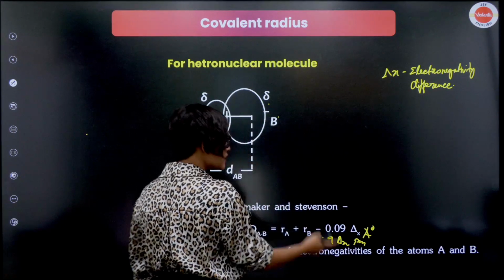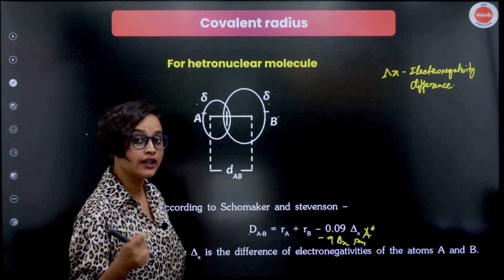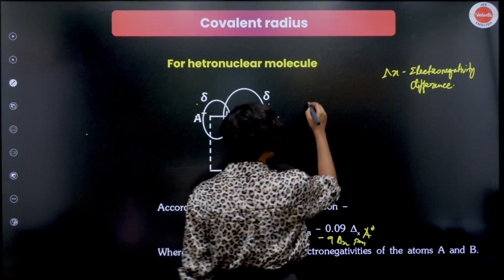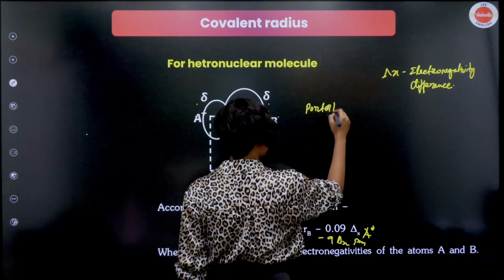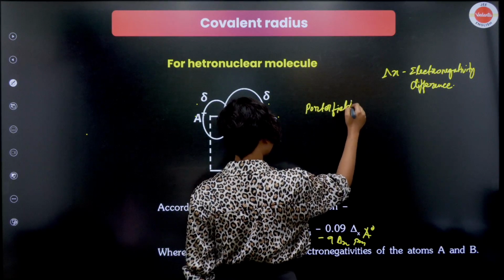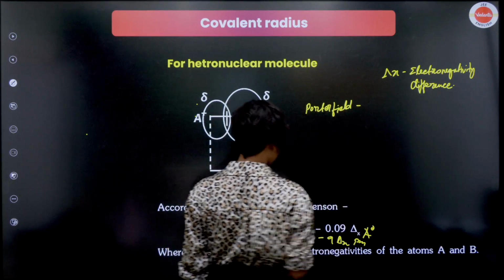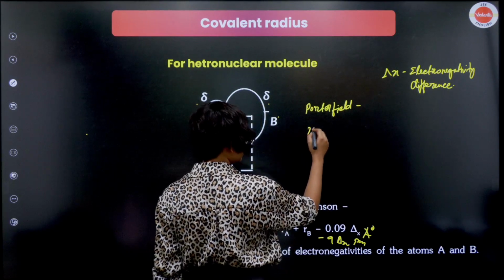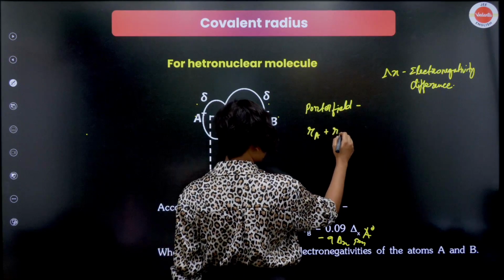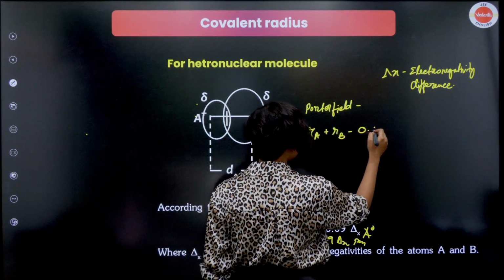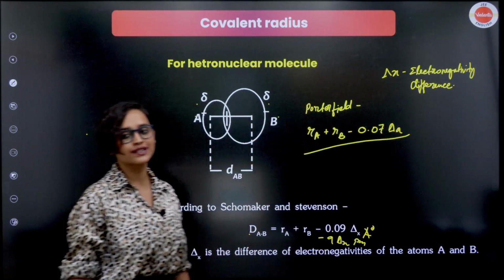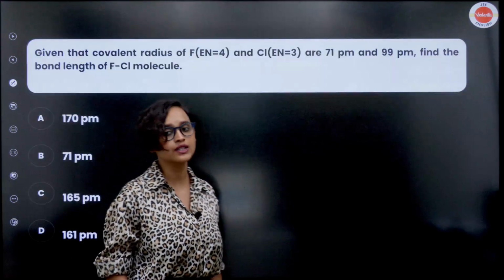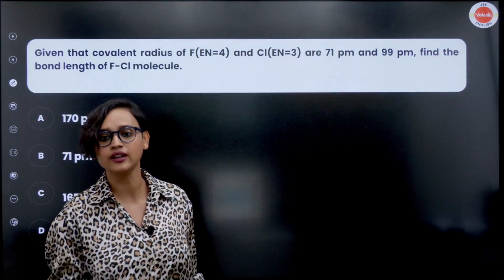Now this formula was actually modified, and a corrected version of it was given by someone called Porterfield. What did Porterfield say? Porterfield almost kept things the same, but he said RA plus RB minus 0.07 delta x. That's what he said. So this is the Porterfield formula. This was given later, after correcting.